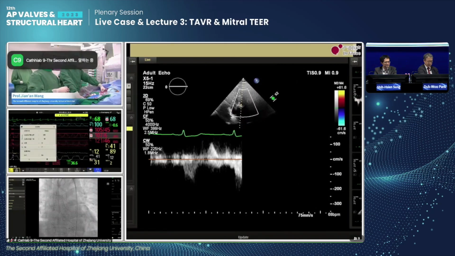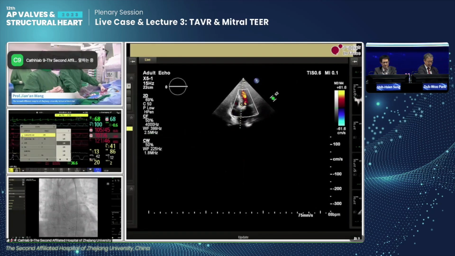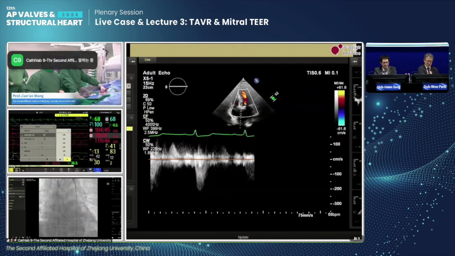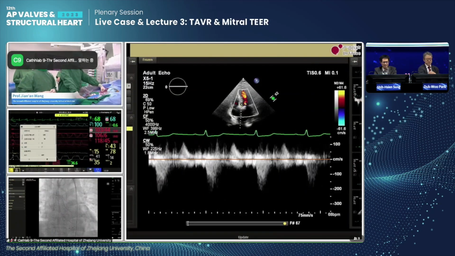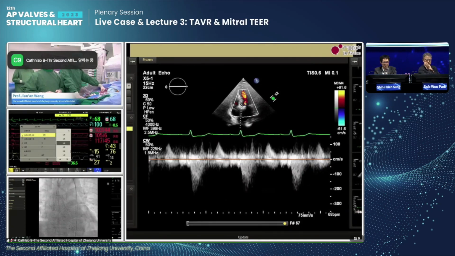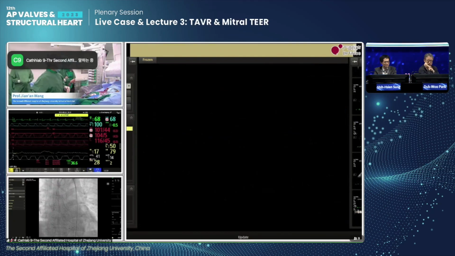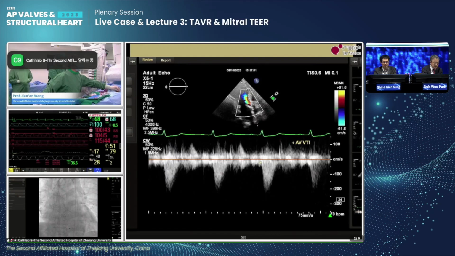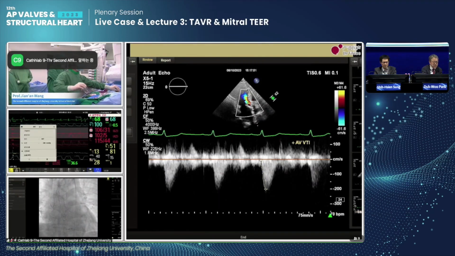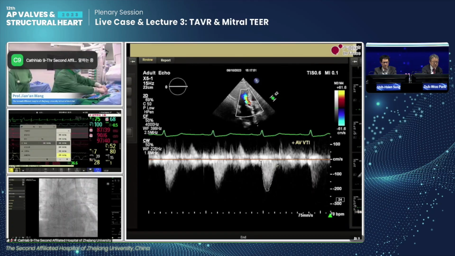The pressure gradient is gone. It disappears. So now we do an angiogram, and at the same time, if you like, we can do the echo to see whether the regurgitation is still there or it has improved. So now we are going to do the final angiogram shot.